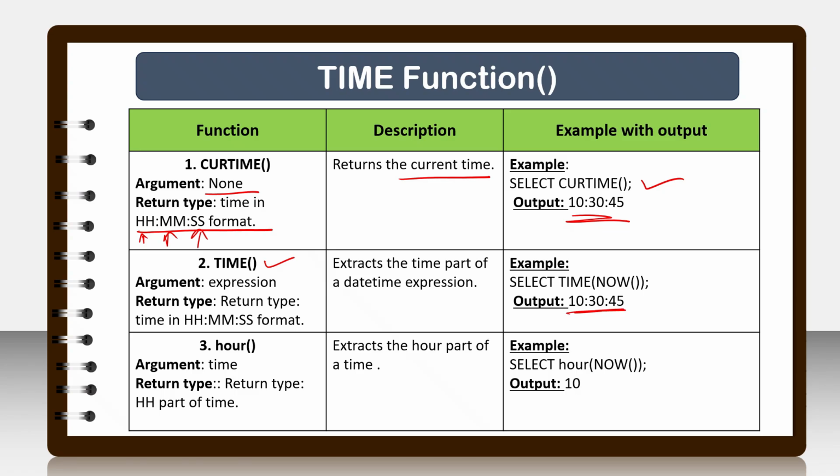Now CURRENT_TIME and NOW both give the same value, but the difference is that when the query is executed, SYSDATE and SYSTIME give you the exact time of the system. HOUR will extract the hour part from this. MINUTE will extract the minute part, and SECOND will extract the second part. So these are the functions.